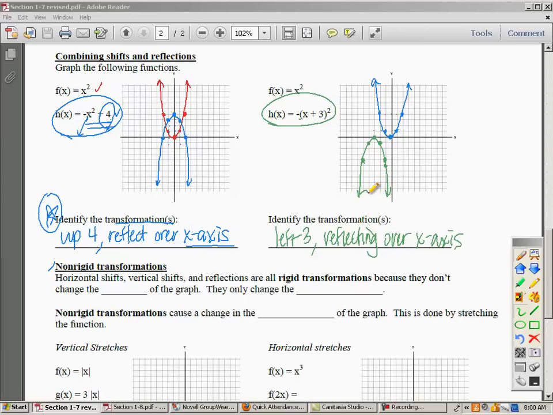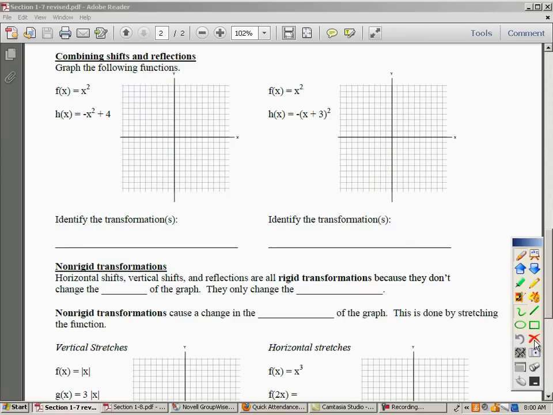Again, your calculator can do all of that work for you, but truthfully, it's going to be so much more beneficial to you if you can get in the habit of doing this without your graphing calculators, because later we do take your calculators away. Okay.